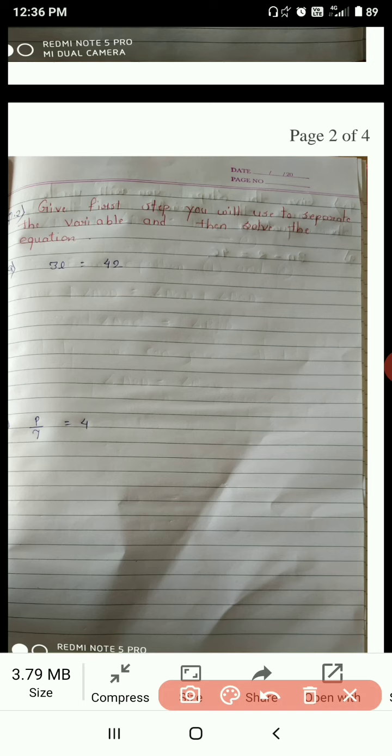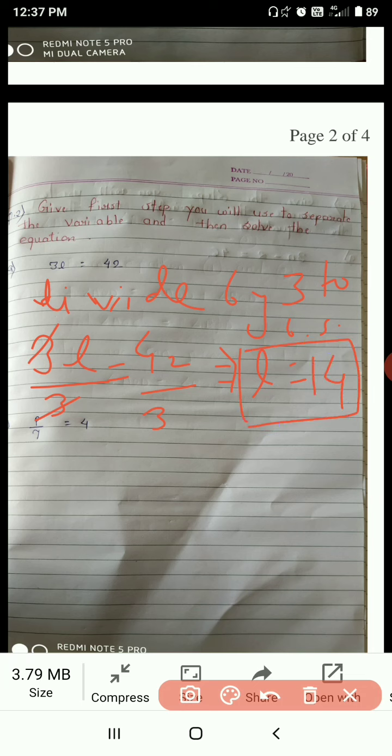So right here the step: divide by 3 to both sides of an equation. Then what will you get? 3l divided by 3 equal to 42 divided by 3. Then here the 3 cancels out. Then what will you get? l equal to 14. 14 1s are 14, 14 2s are 28, 14 3s are 42. So your answer will be 14.